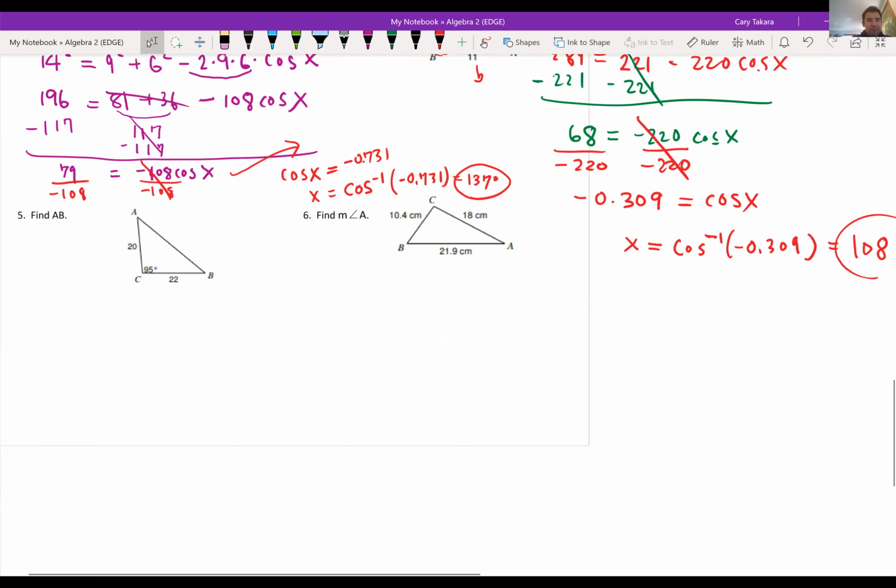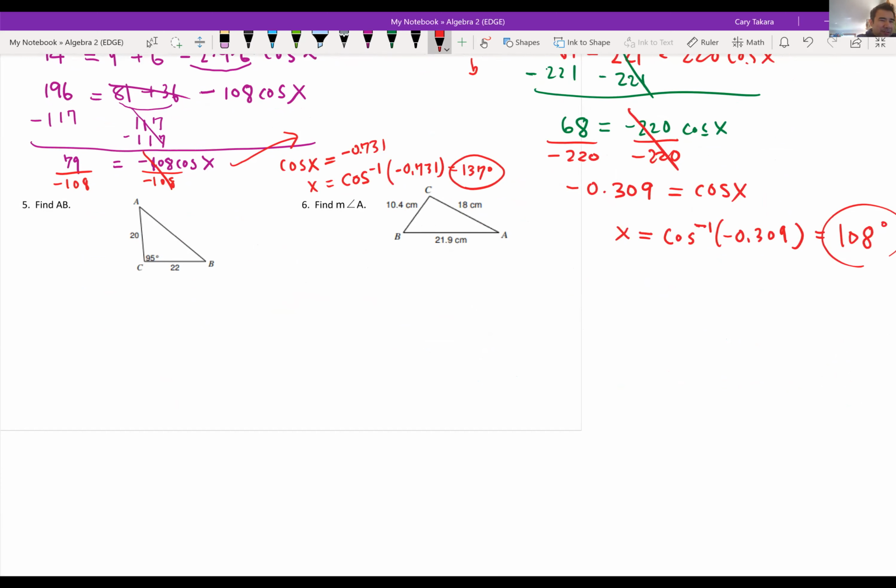Let's work on number 5. Now we're back to finding the side. Find AB. So that's x right there. Yeah, very good. So let's take a look at number 5 then, yeah?